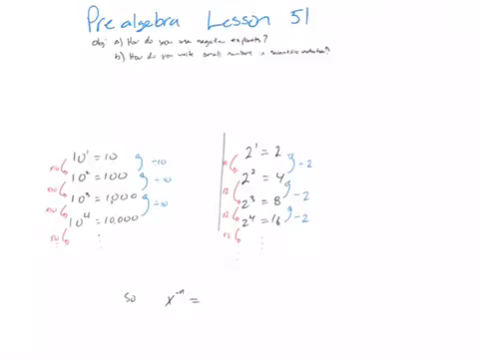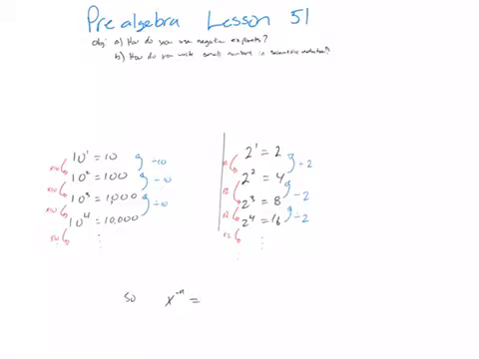Hello Prealgebra students, this is lesson 51 and today we have two different objectives. The first one is how to use negative exponents and really understand them, and then part B is how do you write small numbers in scientific notation, which the short answer is you use negative exponents. So that's why they're in the same lesson.